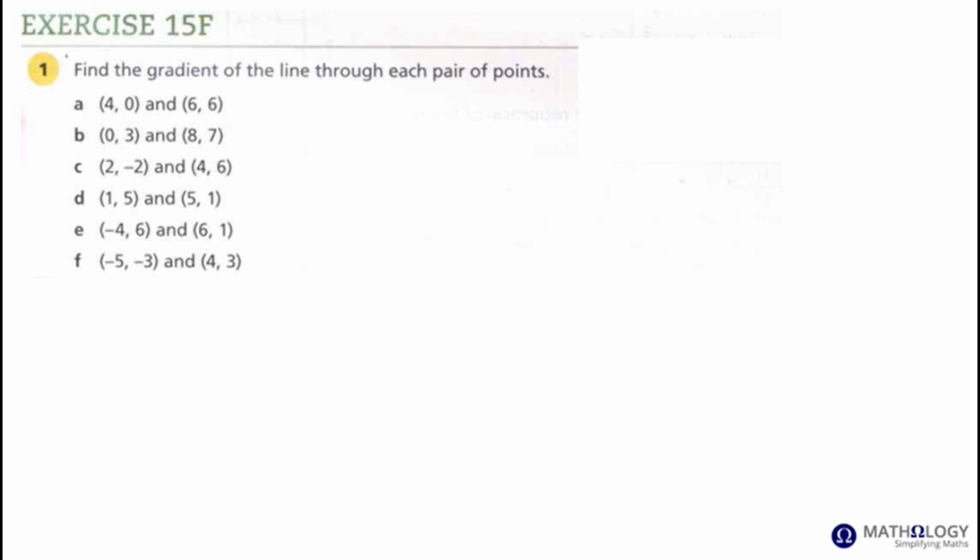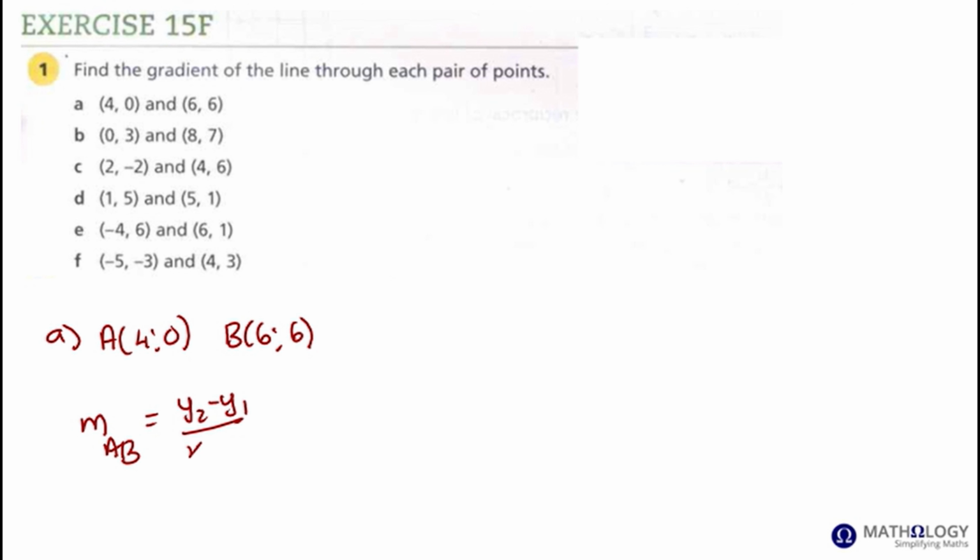Okay, find the gradient of the line through each pair of points. So we don't have to do this, but it's nice to label points. So we'll call the first point A, (4, 0), and the second point B, (6, 6). The gradient of a line, so the gradient of AB, is given by y2 minus y1 over x2 minus x1.